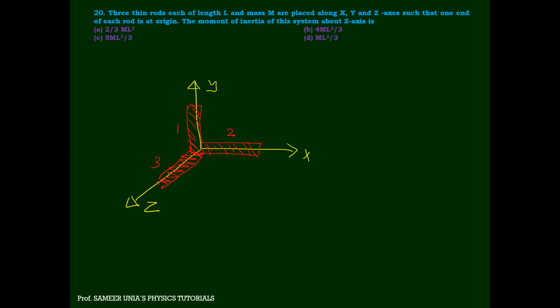Moment of inertia about the Z axis is asked, so we take rod 1. Rod 1 is this; carefully, here we have to treat all three separately. Z axis is this way. Can anyone tell me what is I1 for this rod? Tell me for the first rod. ml square by 3.